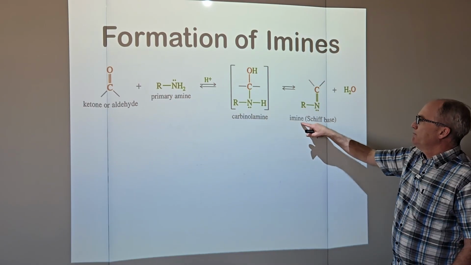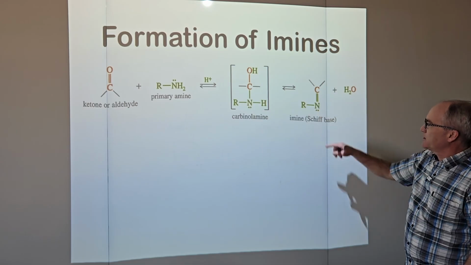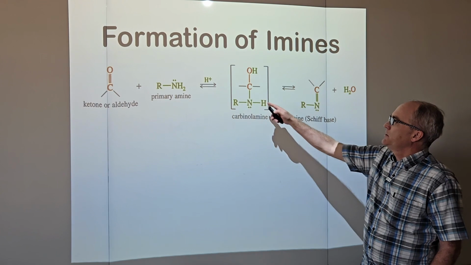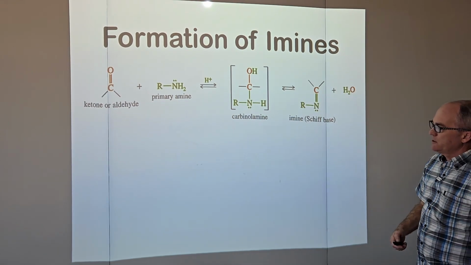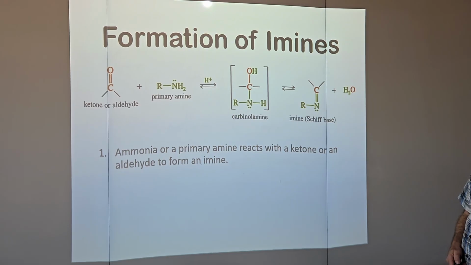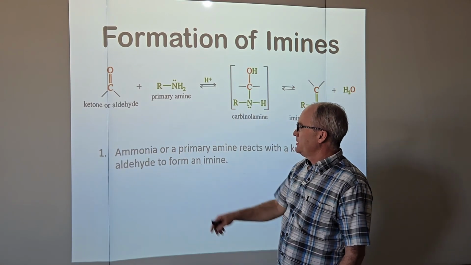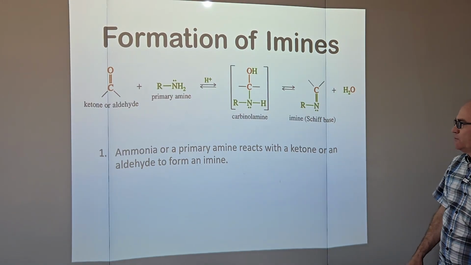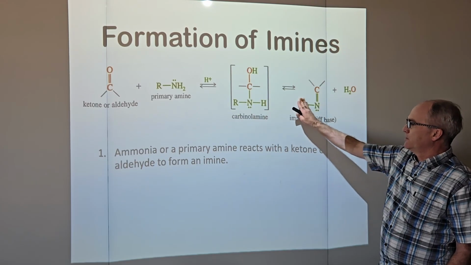So here's an amine. It's called a Schiff base. It's a base because it's got a lone pair of electrons there. And you can see it's lost water. So it might be called a condensation reaction. And it says ammonia, or a primary amine, we've got a primary amine here, reacts with a ketone or aldehyde to form an imine. So if we had ammonia, we'd have a hydrogen here.